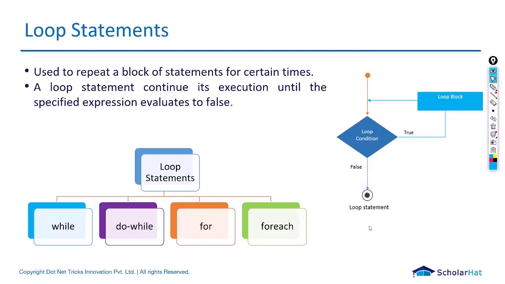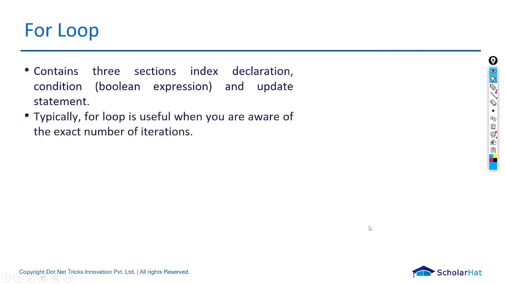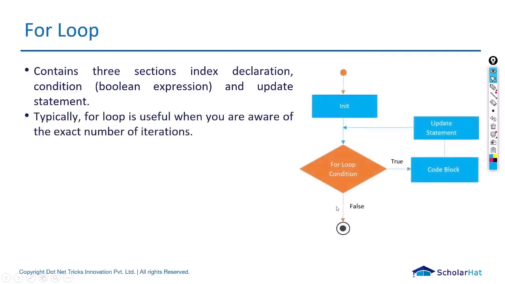Now we'll see what a for loop means. It contains three sections. First one is index declaration, and within that we also initialize the value. That's why init is written. This is initialization of that declared variable, and then that condition will be there. That is the second thing in the for loop. And the third thing is updation.